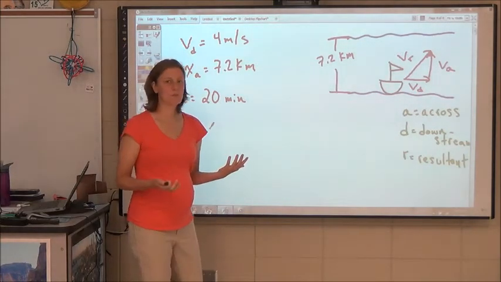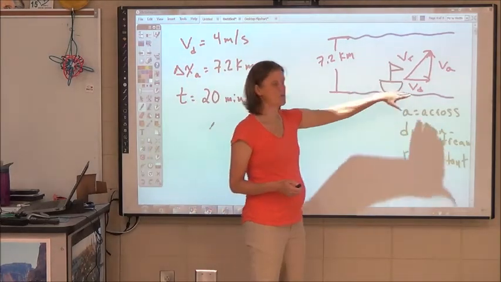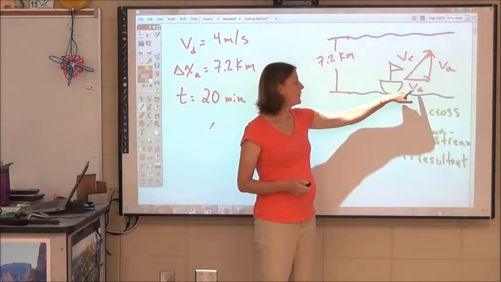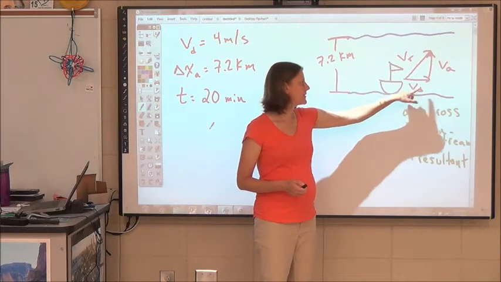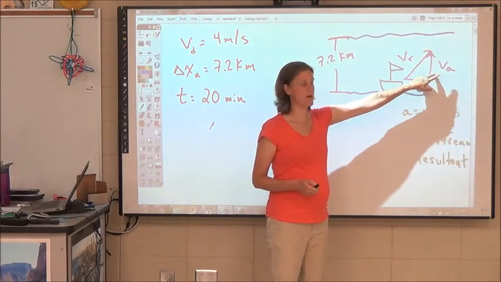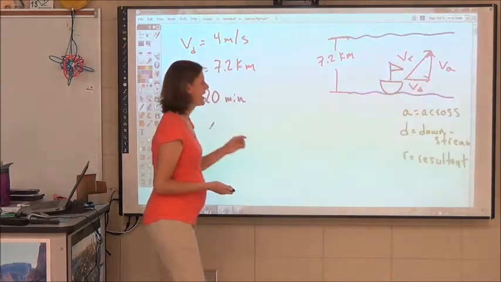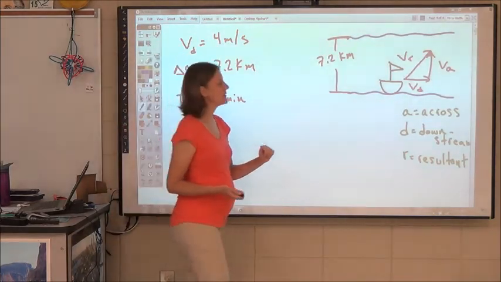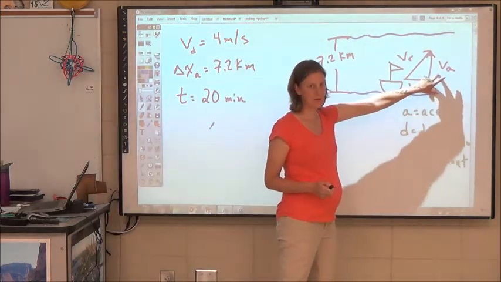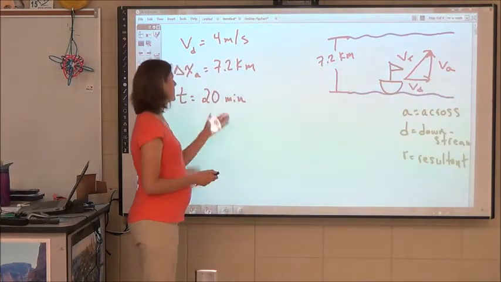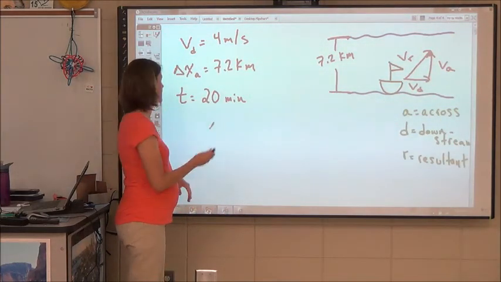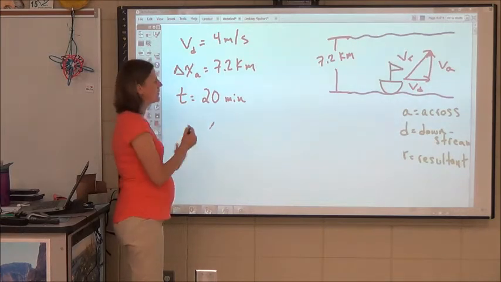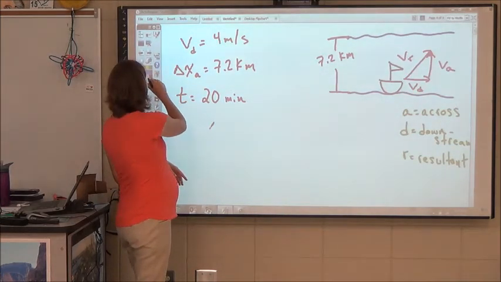So I'm going to take the first approach. I'm going to try to just use vector addition, knowing the downstream velocity and then the across velocity. I already know the downstream velocity, 4 meters per second. But I can pretty easily find the across velocity since I know the across displacement. And there's no acceleration in this problem.